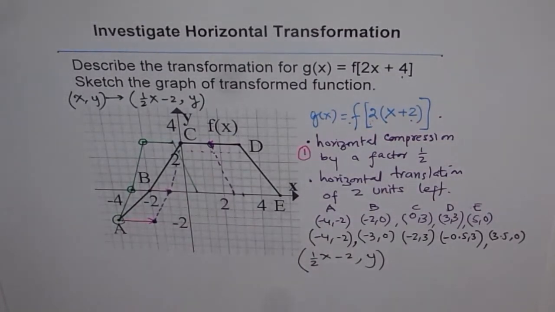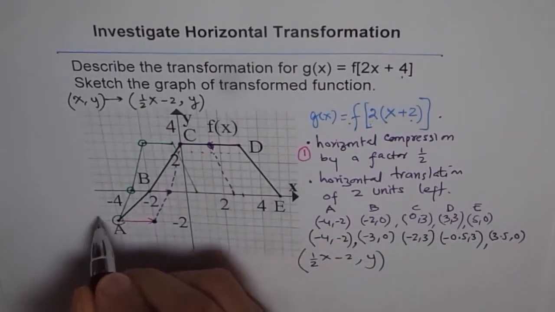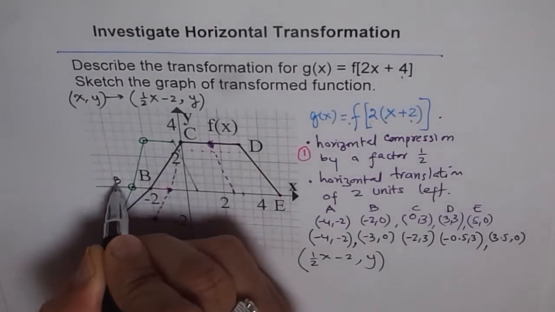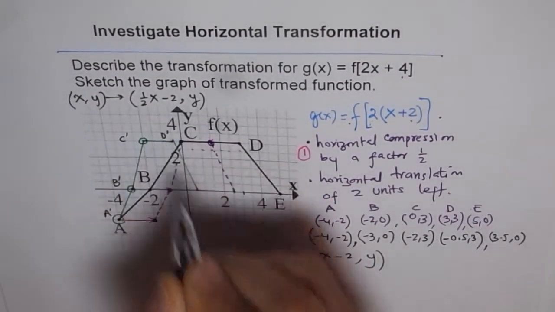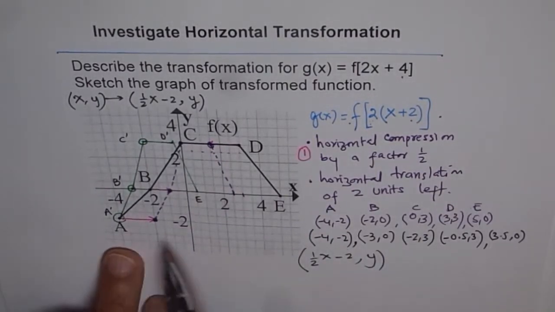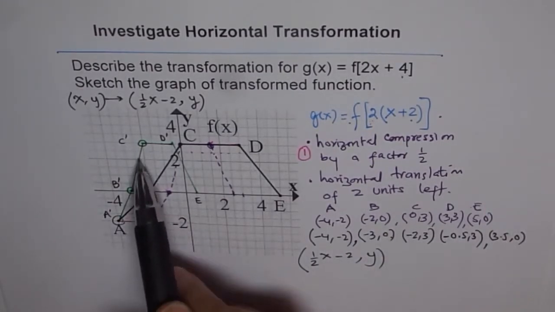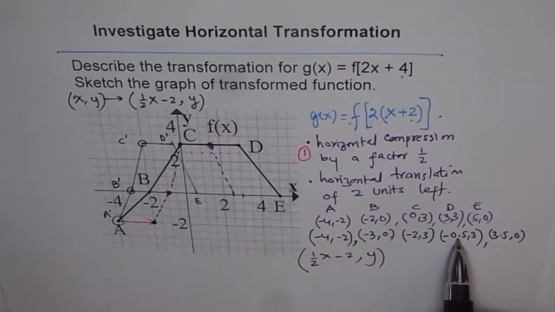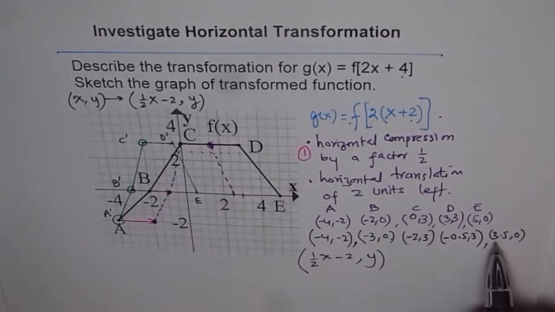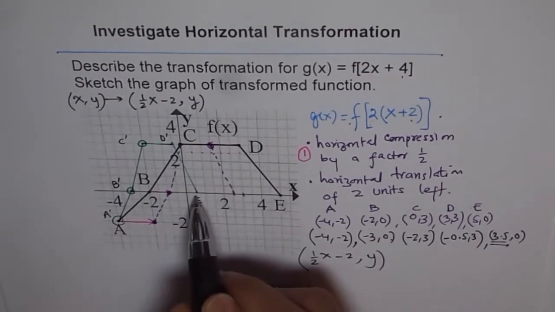Now it's a good idea that I check my points, right? So this is what I get after transferring. So this is my A dash, that is B dash, C dash, D dash, and E dash. So if I check with my results, I find -4, -2 works, -3, 0 also works, and then -2, 3, -2, 3 is perfectly fine, -0.5 and 3. So -0.5 and 3 is perfectly fine. 3.5 and 0 doesn't seem to be correct. So there's something wrong here. I'm getting 0.5 and 0.